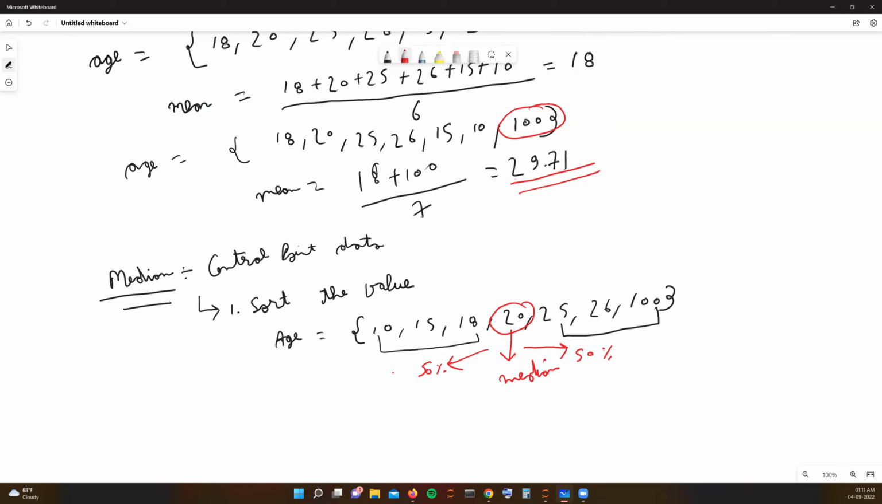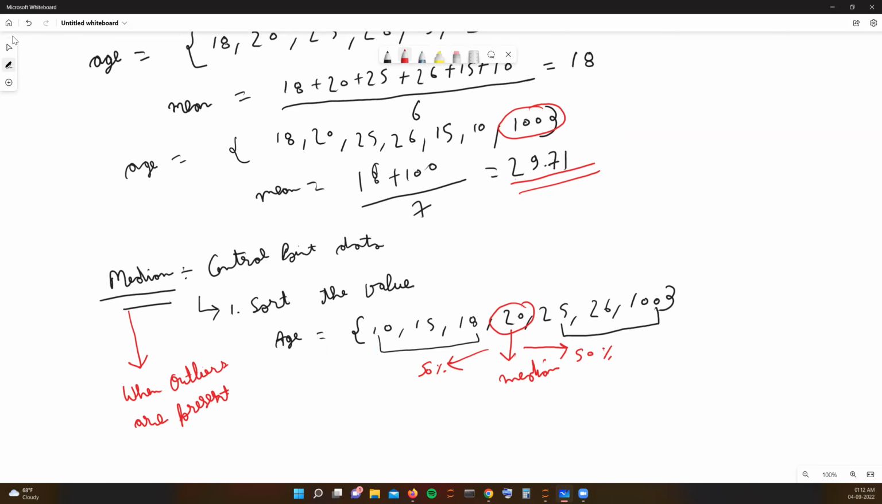And here, if you see, 20 is giving me a more accurate estimate of the central tendency of the data as compared to the mean of 29.71, right? So when outliers are present, use the median as a measure of your central tendency. For handling outliers in numerical values, we use the median for calculating the central tendency.